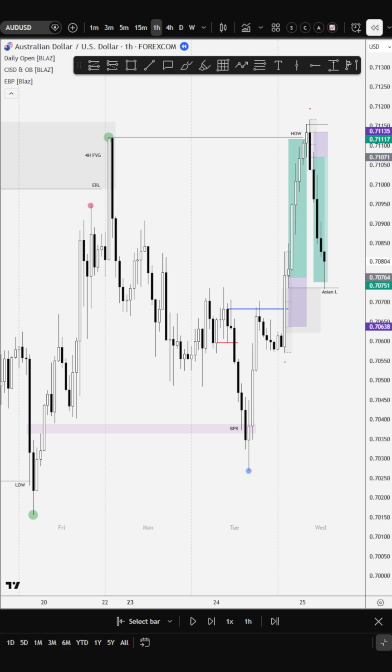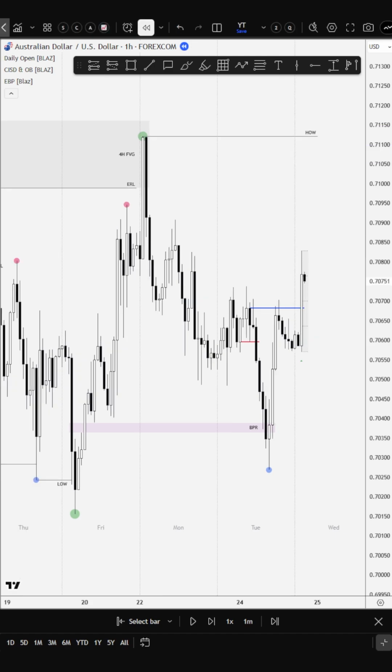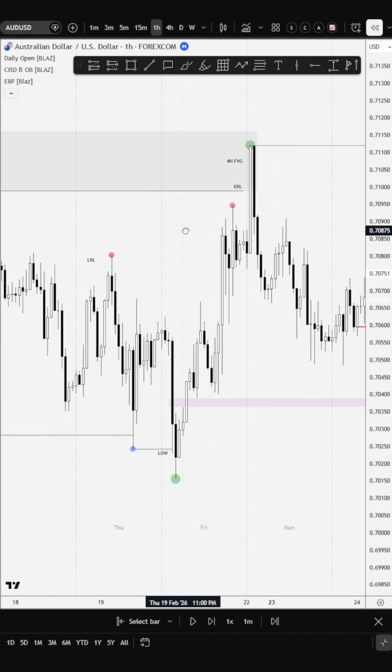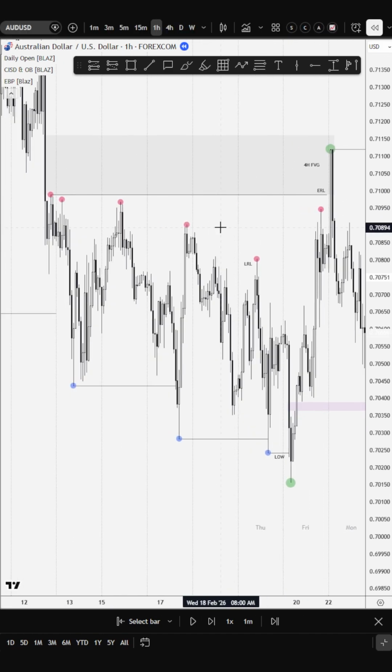I want to share with you the power of the EBP model using my EBP indicator. Before we look into these trades, let's look at the context behind why these would have been great EBP setups. So going back to last week's price action, what do we have?